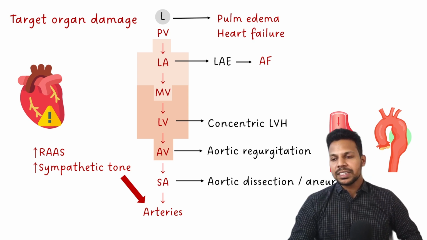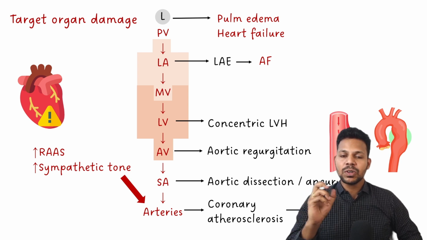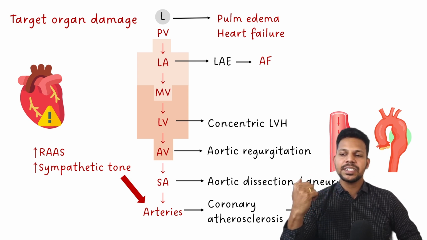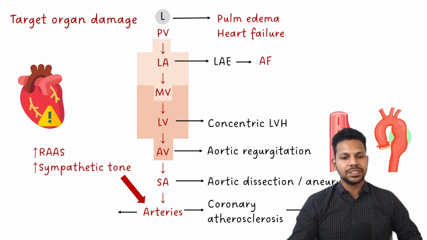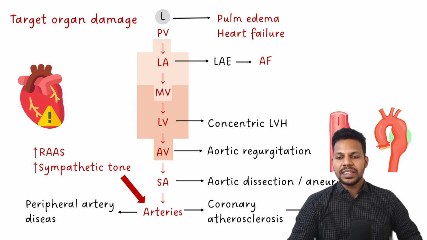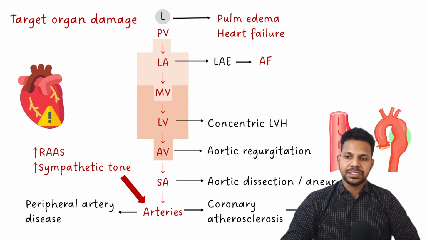Now, when you look at the arteries, when there is endothelial dysfunction and vasoconstriction of the arteries, particularly the coronary vessels, the coronary atherosclerosis can result in myocardial infarction, because there is decreased supply because of coronary atherosclerosis, and there is also increased demand because of left ventricular hypertrophy. So this supply-demand mismatch can increase the incidence of myocardial infarction in these patients. And disease of peripheral arteries can result in peripheral arterial disease, where the patient's limbs may undergo ischemic changes and gangrenous changes eventually.